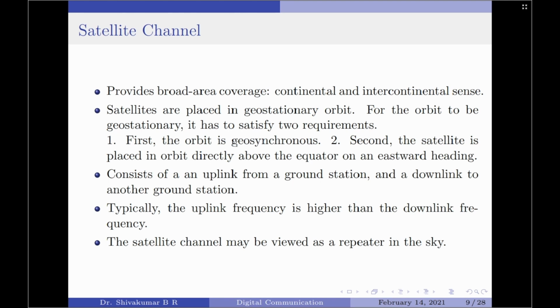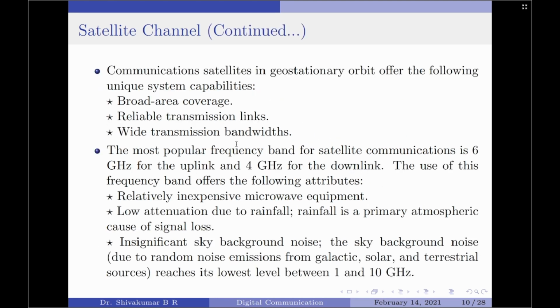Thus, the satellite channel may be viewed as a repeater in the sky, permitting communication over long distances at high bandwidths and relatively low cost. Communication satellites in geostationary orbit offer some unique system capabilities, such as broad area coverage, reliable transmission links, and wide transmission bandwidths. The most popular frequency band for satellite communication is 6 GHz for the uplink and 4 GHz for the downlink. The use of this frequency band offers a few attributes, which are listed here.